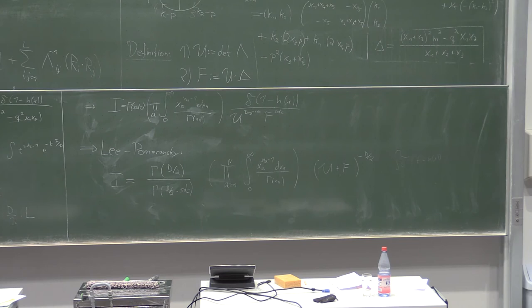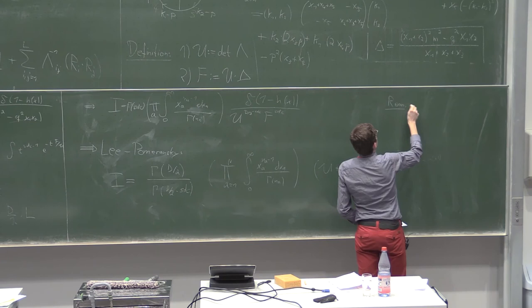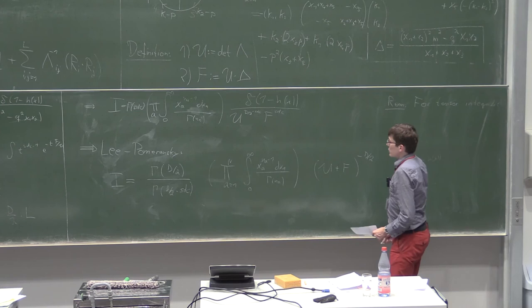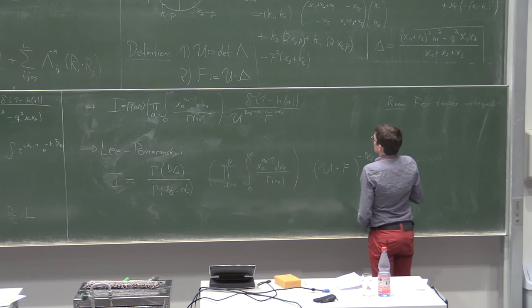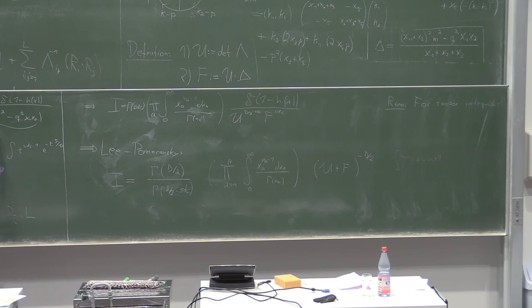So just one comment. This was for a general scalar integral. For tensor integrals, you can do the same story as I illustrated at the beginning. We had a tensor integral in the first part of the talk. And the upshot was that we had an integrand. So exercise, in this example, this turns out to be F. This is U. You just apply it to these three denominators, you get this U and F.